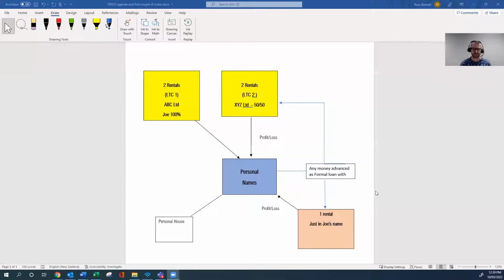What's your structure like? Are there simple things you can do? Looking at something a little bit different today, rather than concentrating on the tax or things like that, we're just looking at simplifying things. Can we make your life easier?